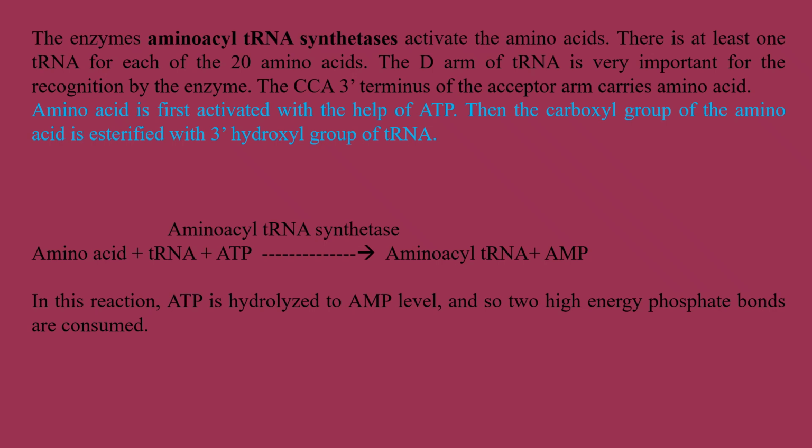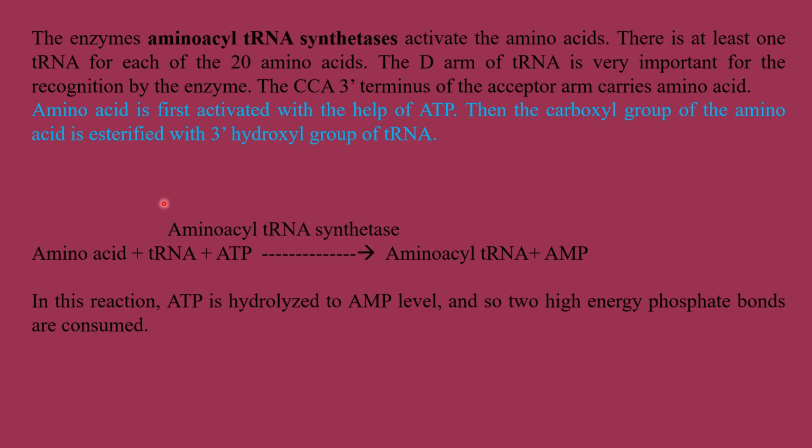So let's discuss the steps of translation one by one. The first is activation of amino acids. Activation of an amino acid happens with the help of ATP and the amino acid in the presence of transfer RNA, for which the anticodons are present on the anticodon arm of the transfer RNA. And then amino acyl transfer RNA synthetase is the enzyme.